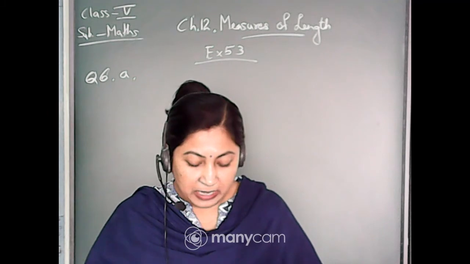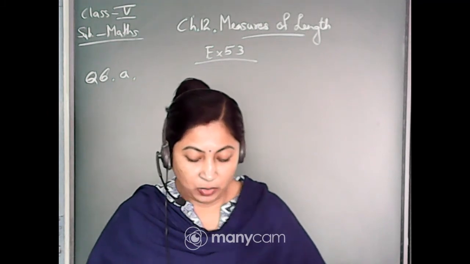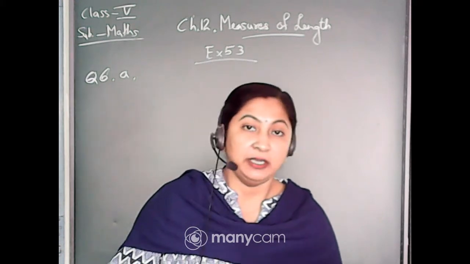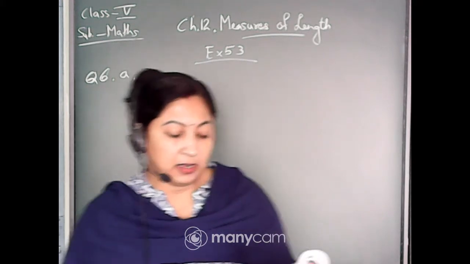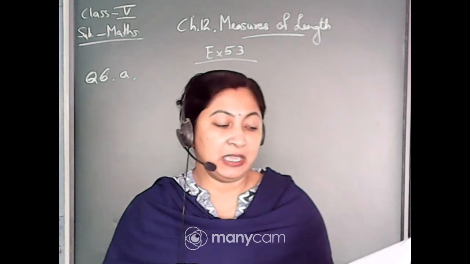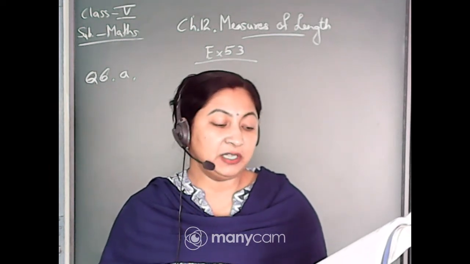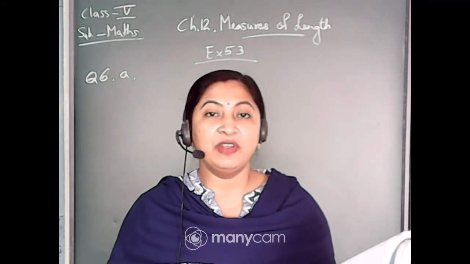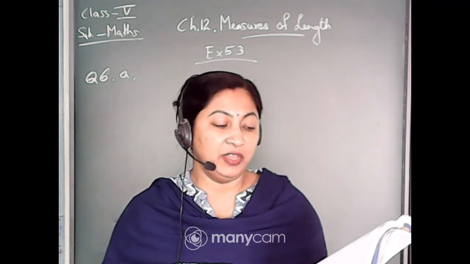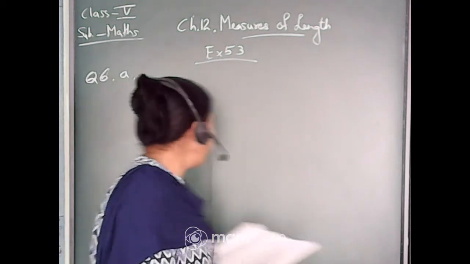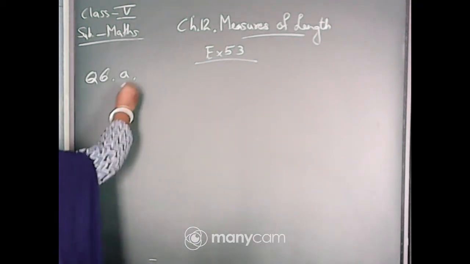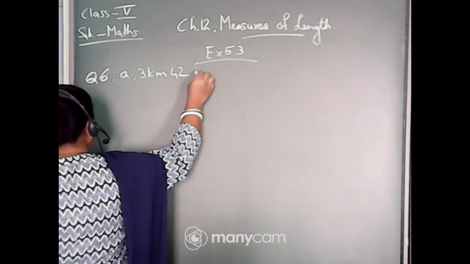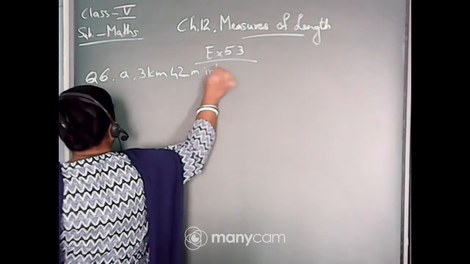Question number 6, the first one: 3 kilometer and 42 meter into meter. Here you have to change into meter. One is given in kilometer, that is 3, and the other in meter, that is 42. That means the meter will not be changed, only the kilometer will be changed, and then you will add it with the meter. So write it: 3 kilometer and 42 meter, you have to change into meter.